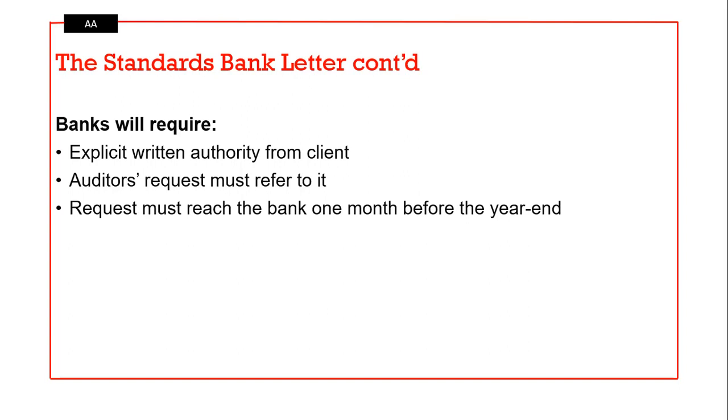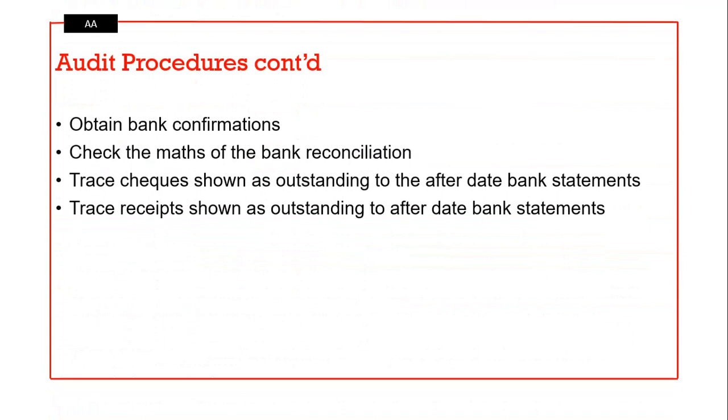So when we do that, the banks will require that we obtain explicit written authority from the client. Remember, they've got a duty of confidentiality to honor. The auditor's request must refer to this, and the request must reach the bank in good time, not at short notice. That is at least a month before the end of the financial year.